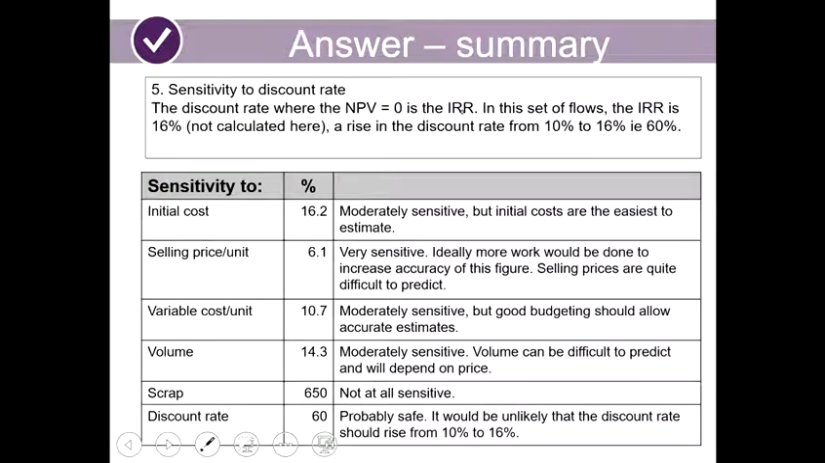Okay, so dia pun cakap initial cost 16.2 moderately sensitive, but initial costs are the easiest to estimate. So tak ada masalah. Selling price 6.1 very sensitive. Ideally more work would be done to increase accuracy of this figure. Selling price are quite difficult to predict. And then variable cost 10.7, moderately sensitive but good budgeting should allow accurate estimate. Ni lah dia bagi tahu je.